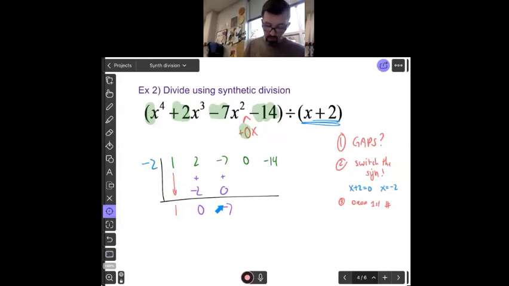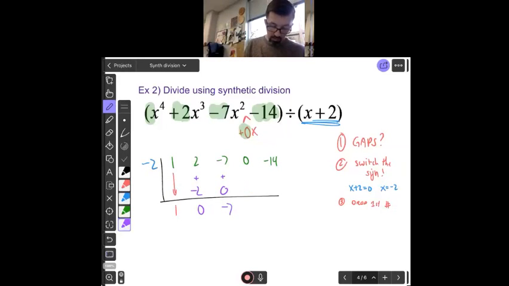Negative 2 times negative 7 is positive 14. That goes here. So always go up and to the right. Positive 14. Then you add down. Oops, that's not 0, it's 14. And then negative 2 times 14 is negative 28. We add down, we get negative 42.